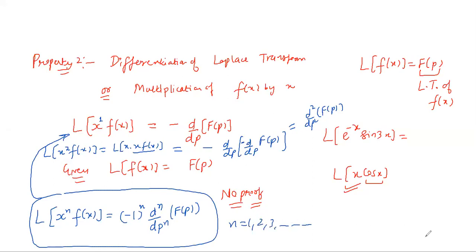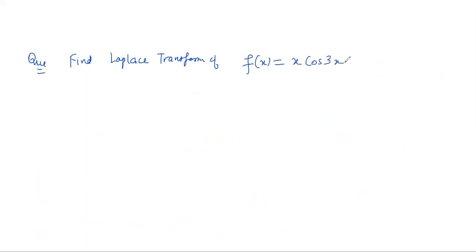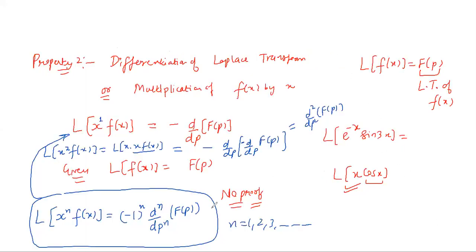Okay, so let's do examples for the same. The first example is: find the Laplace transform of, say, your function x cos 3x. I'm moving to the last slide, in case somebody wants to note down. This is the main formula you need to remember, which will be used in the questions.